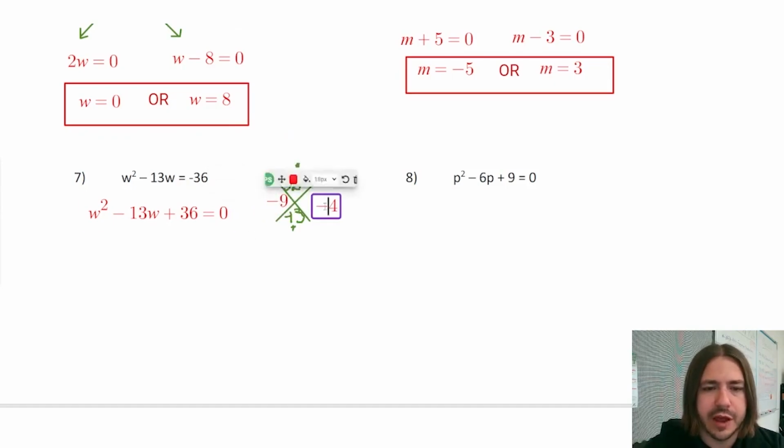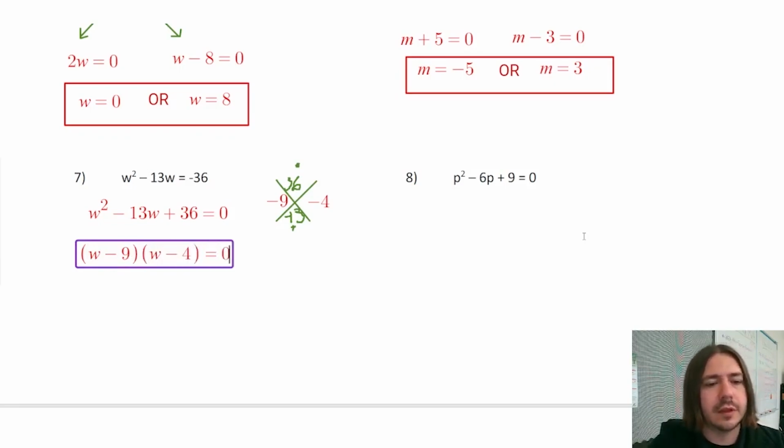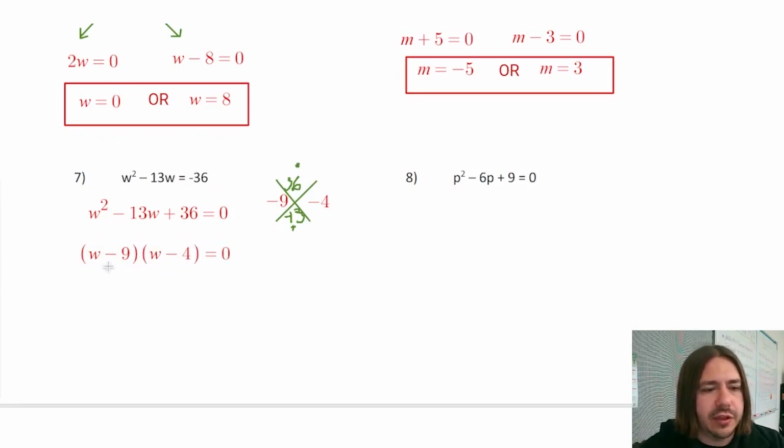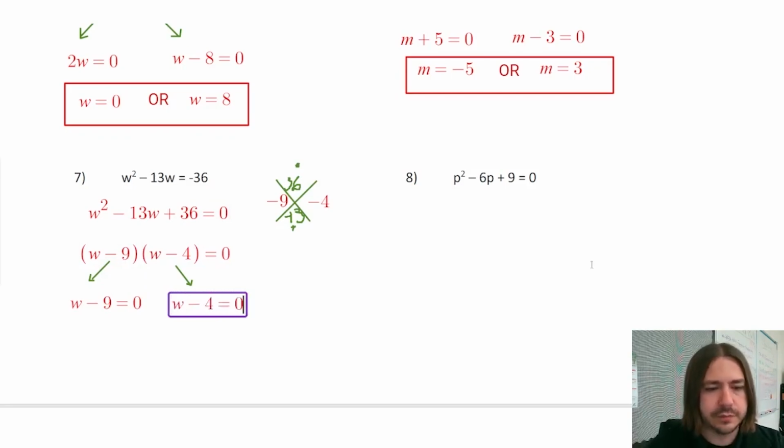So if you do negative 9 and negative 4, you get the same thing as if you multiply w minus 4 and w minus 9. So these are our two factors here, w minus 9 and w minus 4. And then I want to set each of these equal to 0 and then solve these. W minus 9 equals 0. And w minus 4 equals 0.